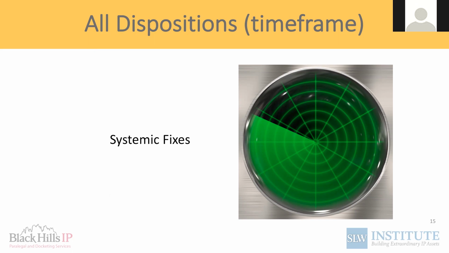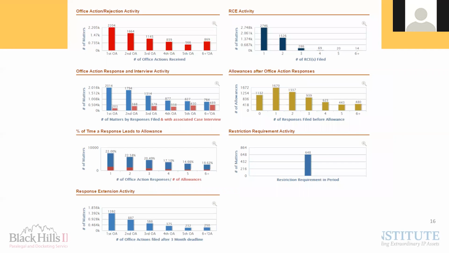So Tom was talking about surgical fixes, something you need to get in there right away, look into, and effect change immediately on that one particular matter. All dispositions with this larger time frame allows you to step back and say, okay, is there anything firm-wise or in-house-wise that has been happening for quite some time, or is it just recently that a systemic problem has occurred on those? And so with this, we're now going to transition over to showing a 4-year date range.